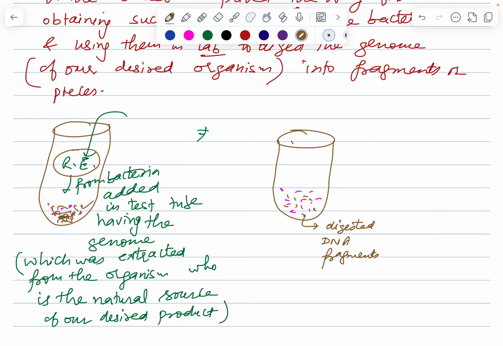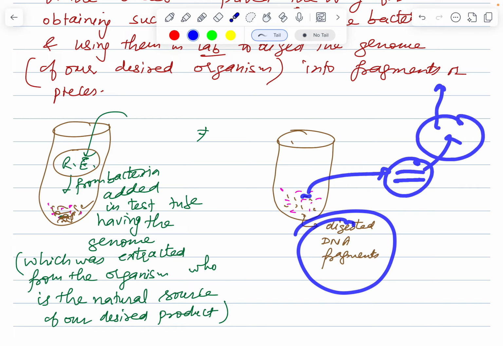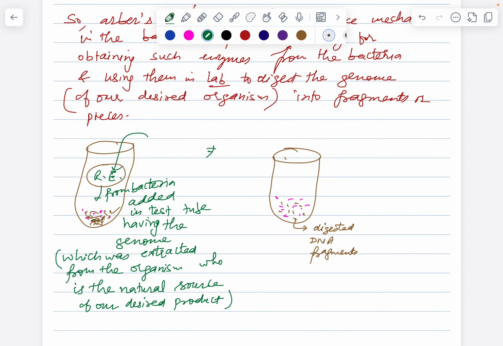And as I told you, this is what I wanted. I can basically take out these digested DNA fragments now and somehow identify that particular fragment which is going to code for my product. So use that fragment, put it in some other cell and get the products. That's it, done. Okay. So what we learned here was that if I have obtained a genome, from what?